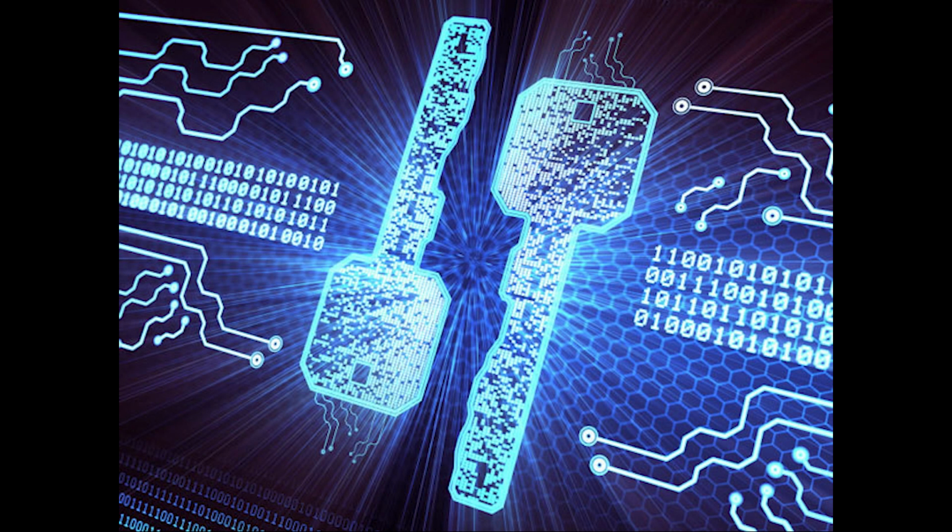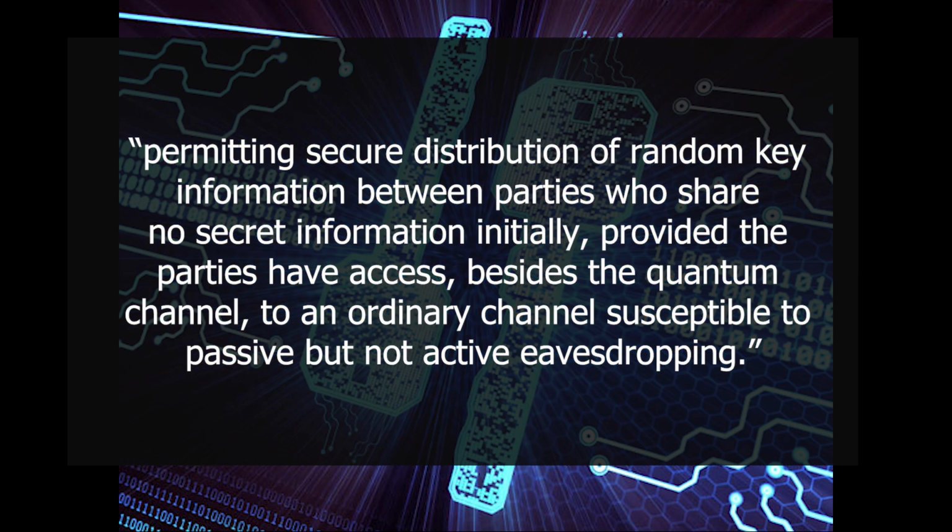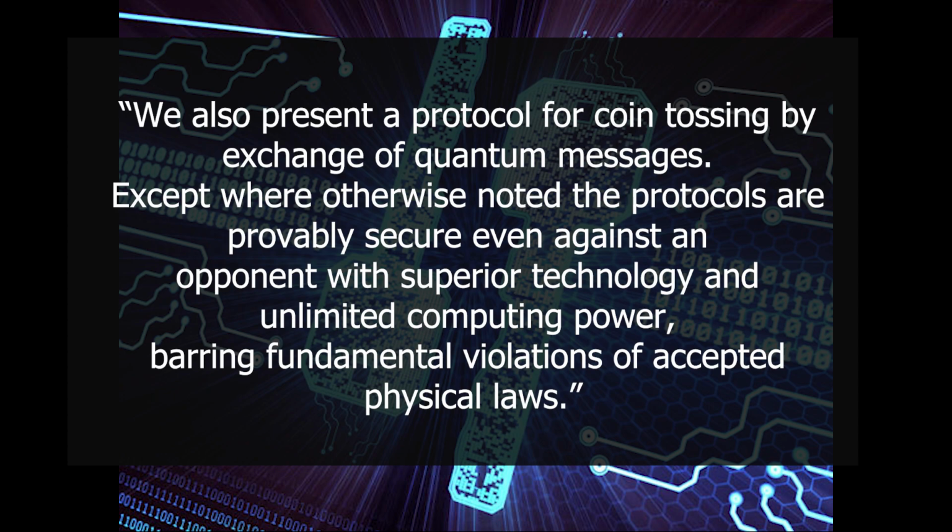In 1984, Charles Bennett and Gilles Brassard, in conjunction with Stephen Weisner, publish a paper describing the first use of quantum cryptography, permitting secure distribution of random key information between parties who share no secret information initially, provided the parties have access, beside the quantum channel, to an ordinary channel susceptible to passive but not active eavesdropping. We also present a protocol for coin tossing by exchange of quantum messages. Except where otherwise noted, the protocols are probably secure against an opponent with superior technology and unlimited computing power, barring fundamental violations of accepted physical laws.